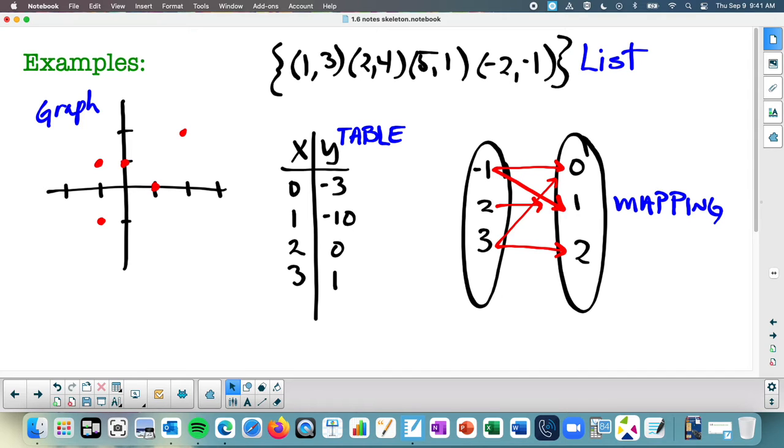And I'll give you a minute or two to write that down, and we'll talk about them. Good chance the mapping one is the one that you aren't familiar with at all. And that's pretty much most people.